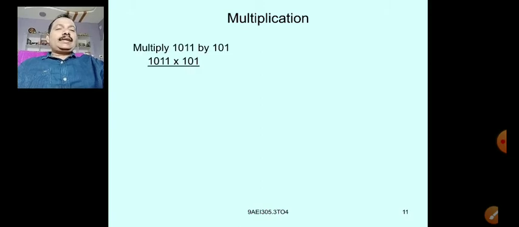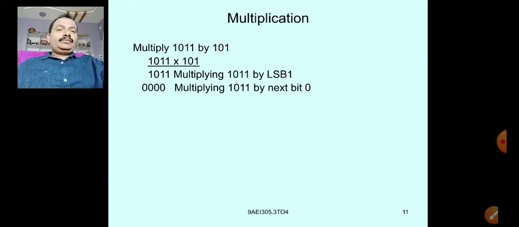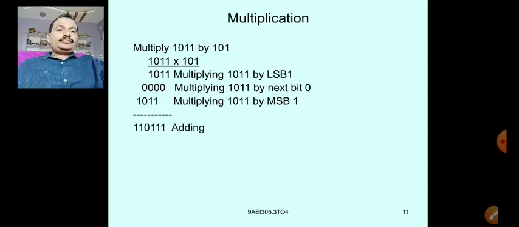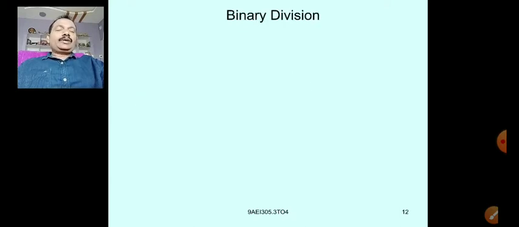Let us take another example. 1011 into 1011. That's all. Adding finally, you will get the value like this. So the first number is 11. The second number, the multiplier, is 5. 11 times 5 is 55. We got the result. Okay.